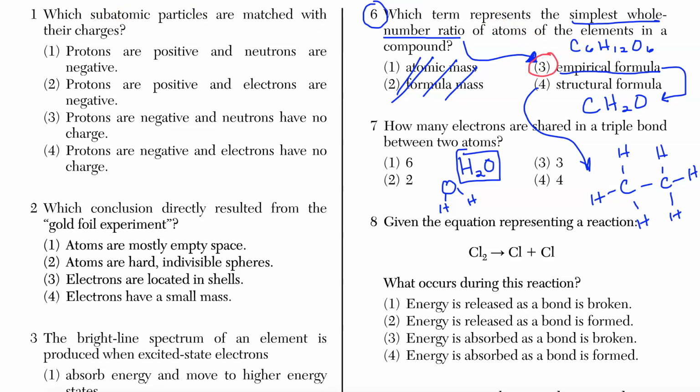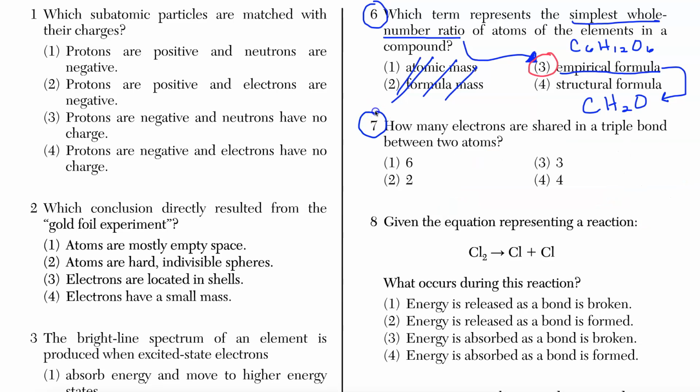Number 7. How many electrons are shared in a triple bond between 2 atoms? If we've got a triple bond, we should understand that triple, double, these types of bonds are covalent bonds. You're not going to see this in an ionic or metallic. So right away, multiple bonds involve the sharing of electrons. And we should know that a bond is a pair of electrons, right?